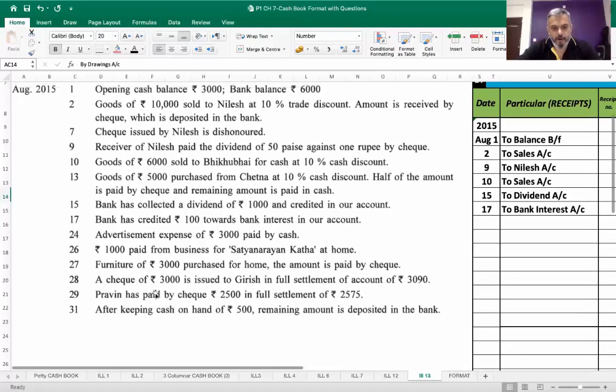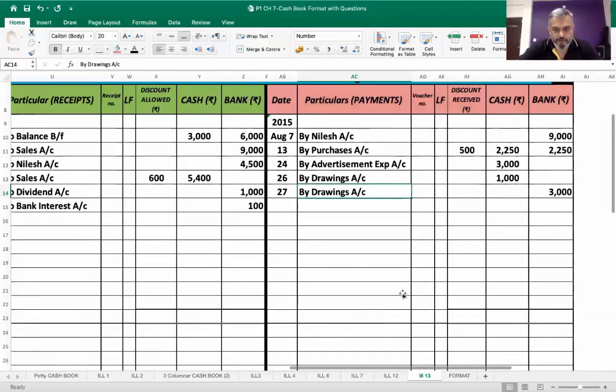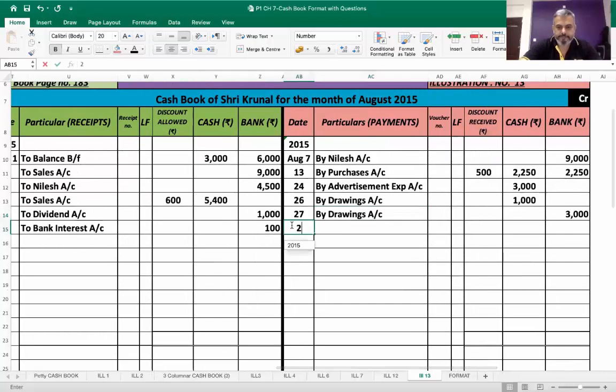A check of 3,000 is issued to Girish in full settlement of account of 3,090. Yani we are giving this check to Girish and we are receiving 90 rupees discount. So 29, by Girish account, ₹90 discount, 3,000 का check.